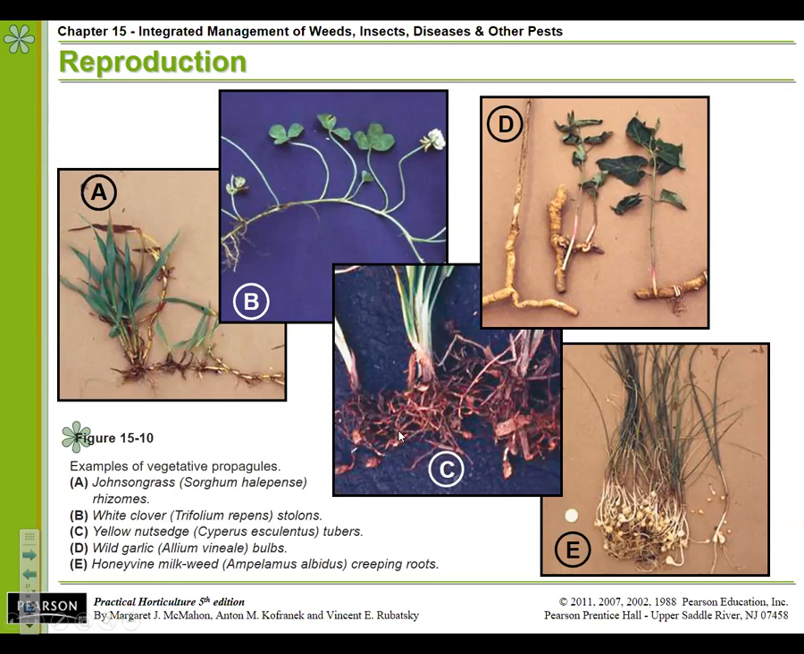Here on C, we've got the yellow nut sedge, Cyperus esculentus. They make these little tubers, and they detach easily when you're pulling the weeds out of the soil. So that makes a new plant, and so on and so forth. These vegetative structures make annual and perennial weeds more difficult to control.